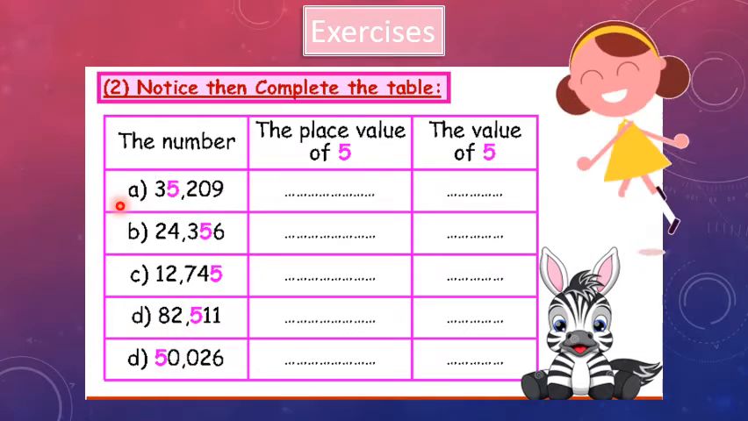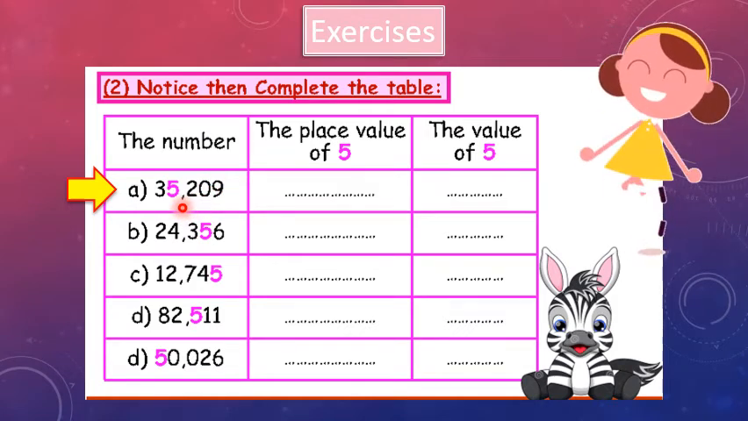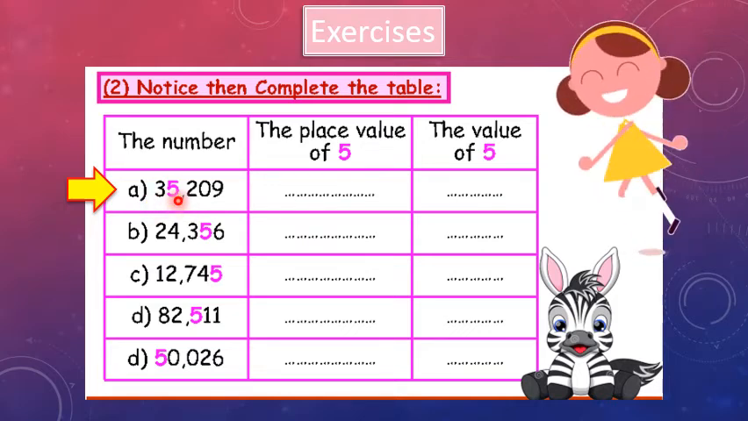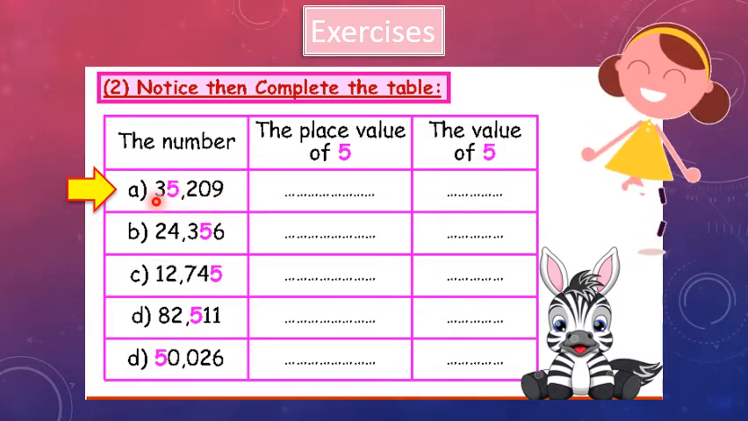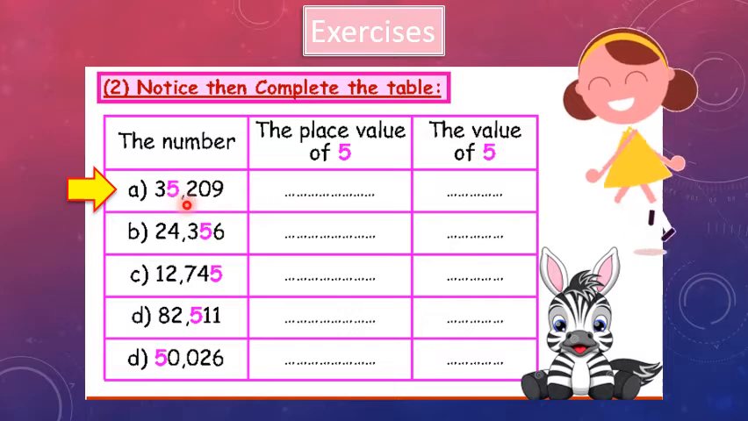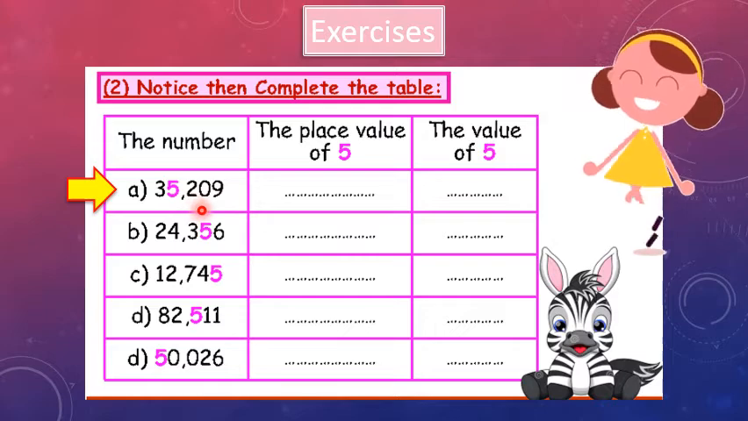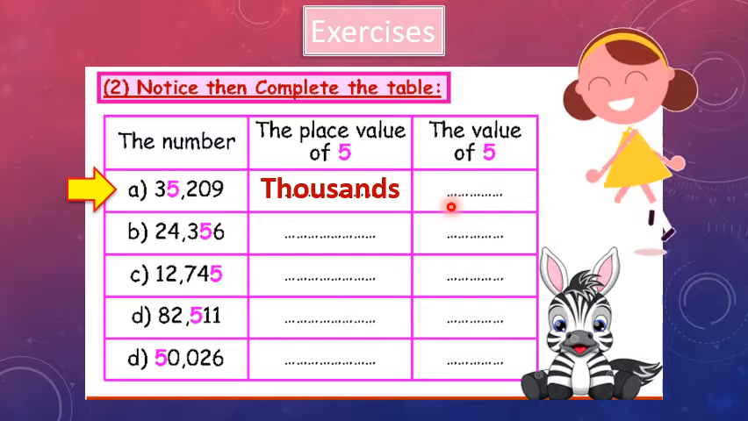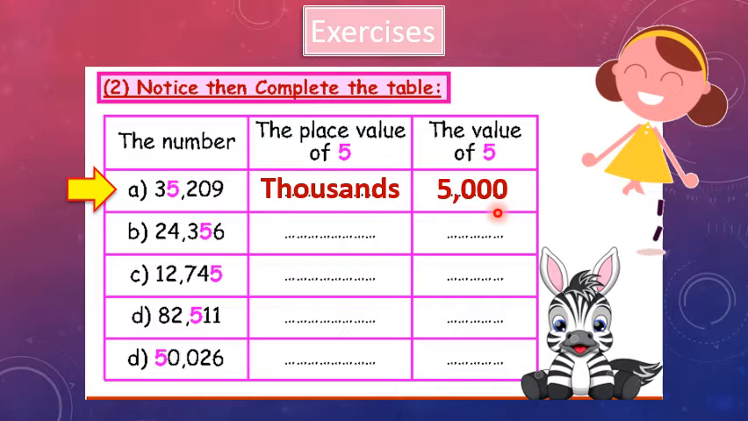First one here we have ones, tens, hundreds, and put our comma, which is called the thousands. Then read the number to the left of this comma, which is called 35,209. Then search for 5 here. Yes, here. It is to the left of the comma, so it's called thousands. Then the place value will be thousands. And its value will have 3 zeros beside this number. It will be 5,000. Now, let's go to another exercise.